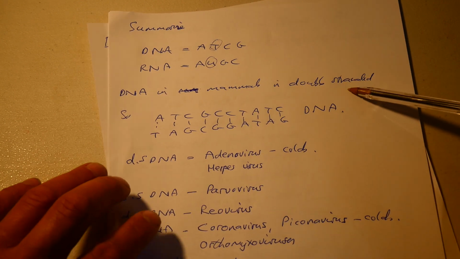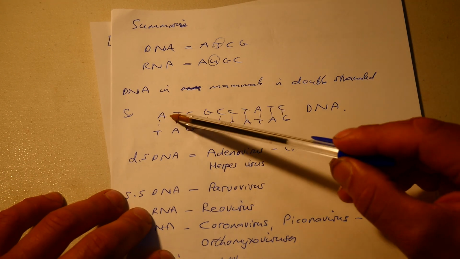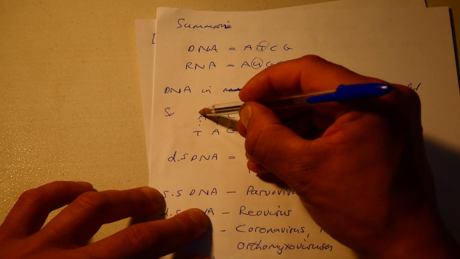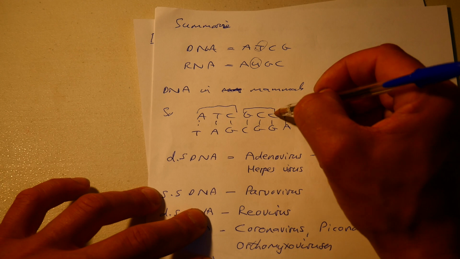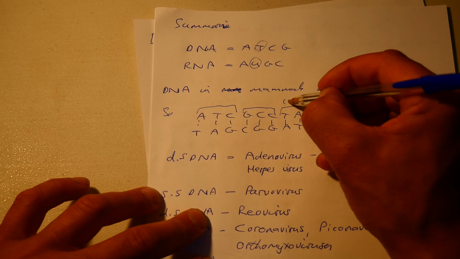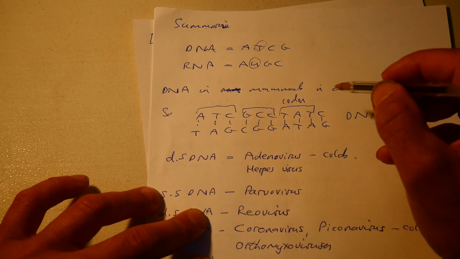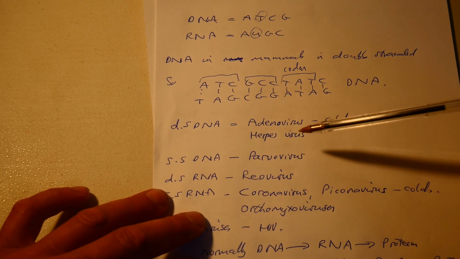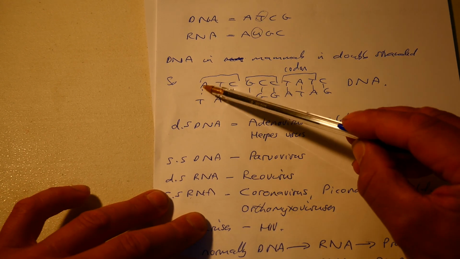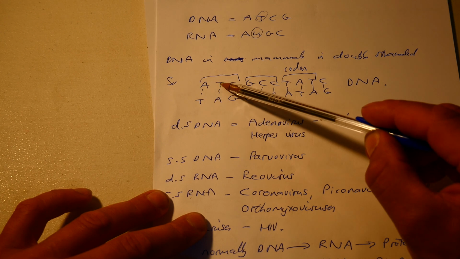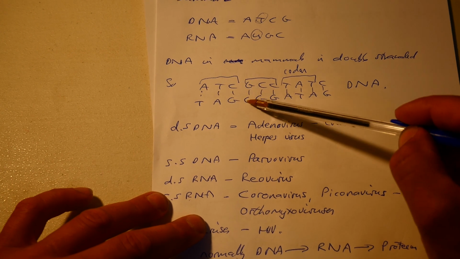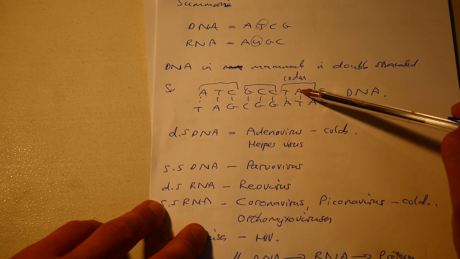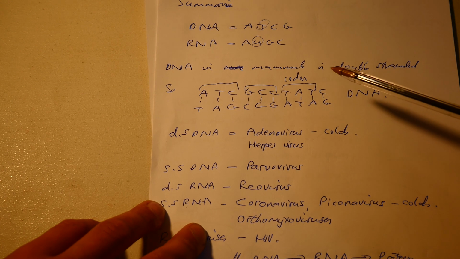DNA in mammals is double-stranded, and so you get a sequence of letters, bases, and each 3 forms a codon or triple code, which I'm not going to go into because it's not what I want to talk about. And you get a complementary strand binding to it. So A binds to T, T binds to A, C binds to G, G binds to C.